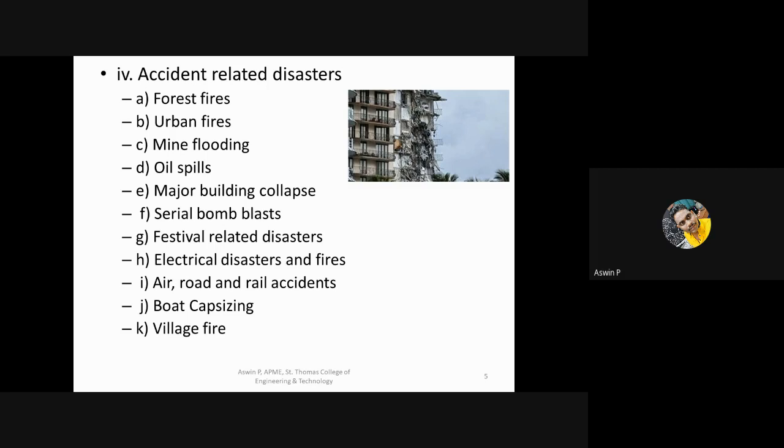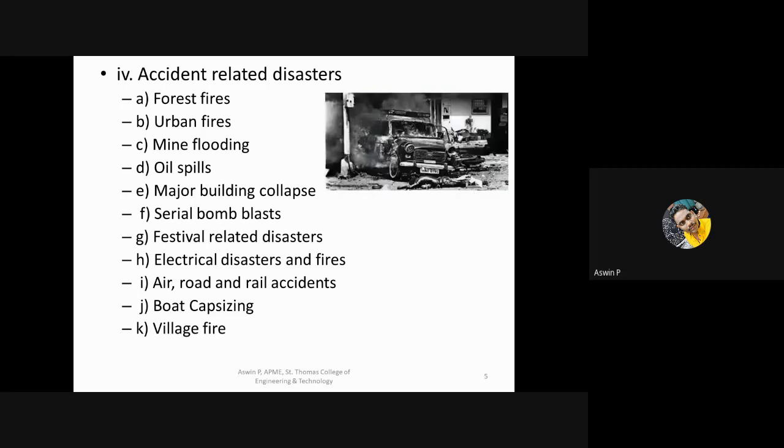And we have serial bomb blasts in India. It's a terrorist attack. We have multiple blasts at the same time in a city, which may be called a serial bomb blast. It's a man-made activity, and we can avoid this by proper checking in the cities by cops and other responsible people. And also we have festival-related disasters.